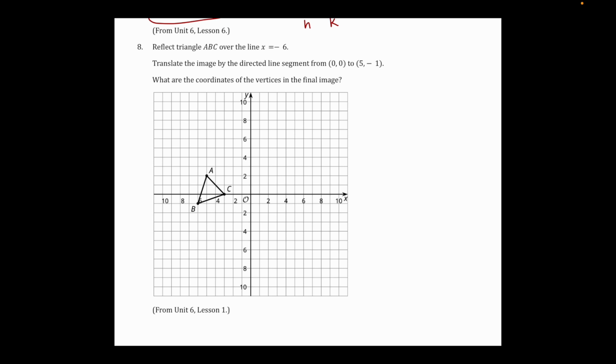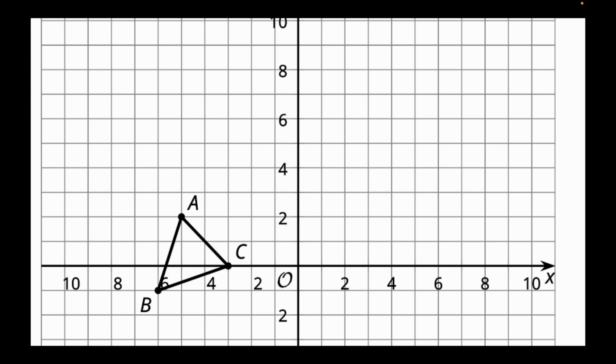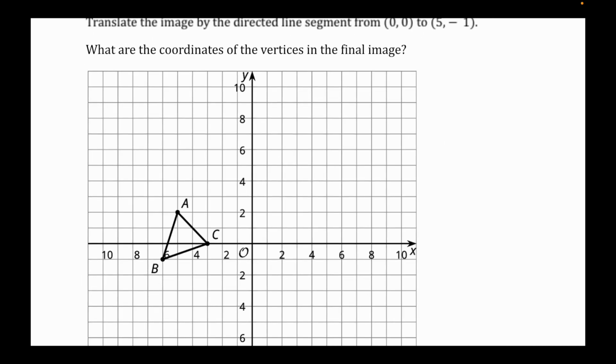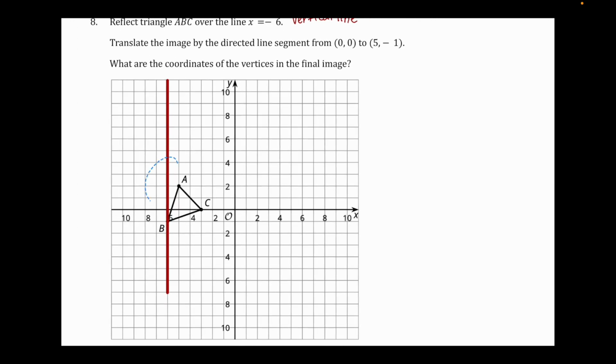So first we have reflecting this triangle over the line x equals -6. So right away, I can tell you this is going to be a horizontal line. Not horizontal, wow. X goes horizontal, so this is going to be a vertical line. That was definitely misspeaking there. So we're going to find -6 on the x-axis right here, and we are going to draw a line straight through it. This is the line we're going to reflect across.